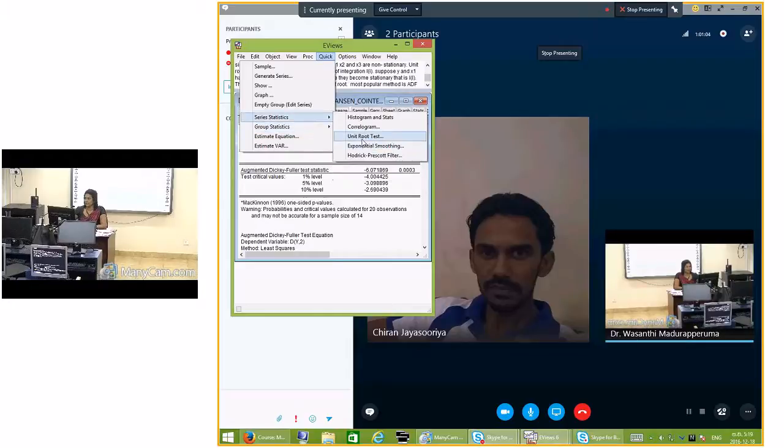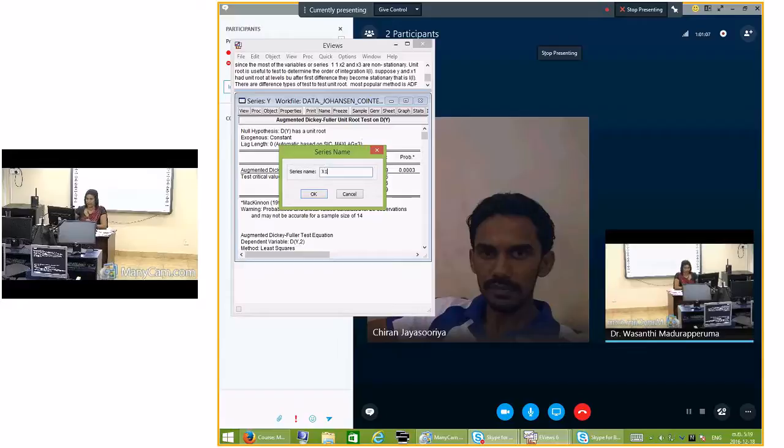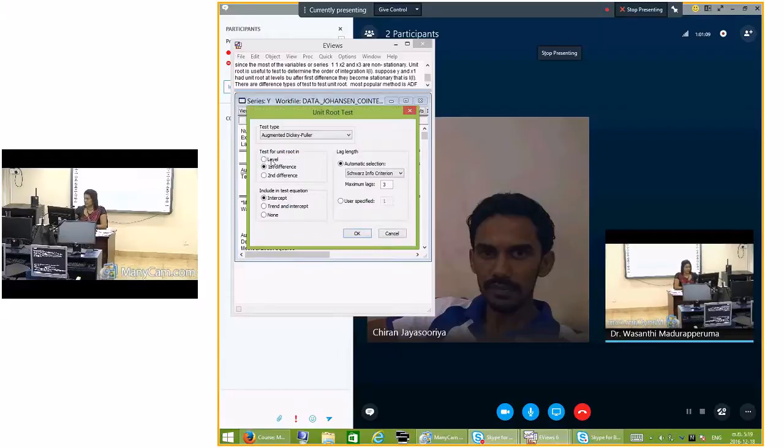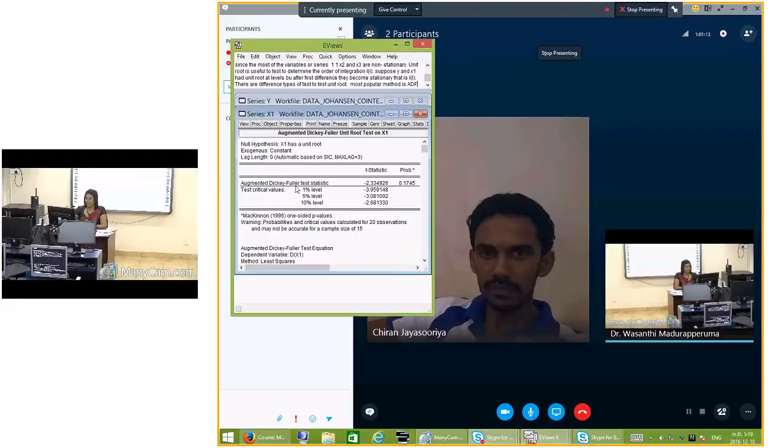Series statistics, unit root test x1. Right, go to the levels first. In the levels you see that the probability value is greater than 5%. The probability value is 0.1745. It is greater than 5%. That means our data are not stationary. Our data are non-stationary.